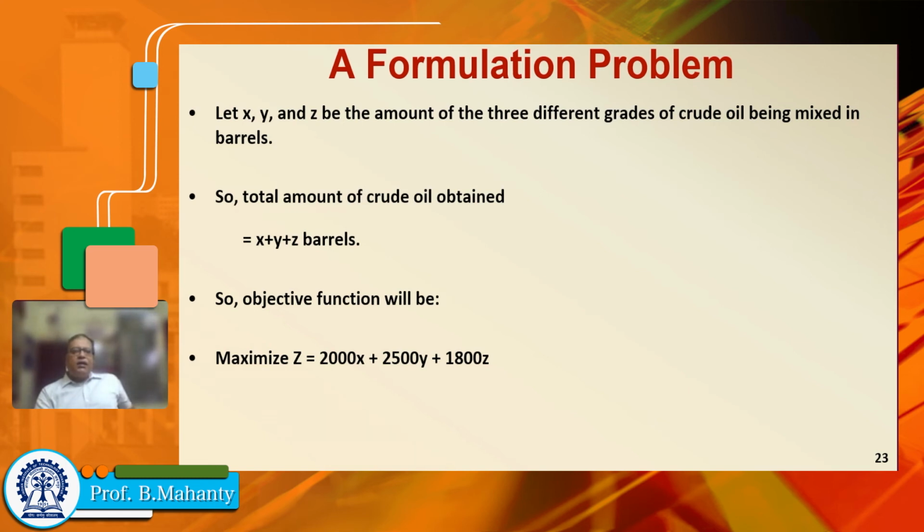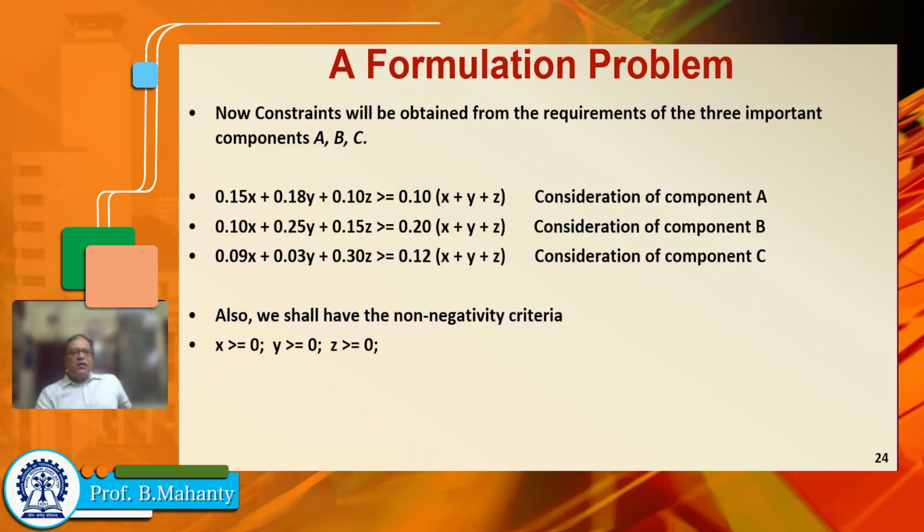So let X, Y, and Z be the amount of the three different grades of crude oil. So the total amount of crude oil obtained is X plus Y plus Z barrels. And the objective function would be minimize, not maximize, Z equal to 2000X plus 2500Y plus 1800Z, because these are the different costs that are available.